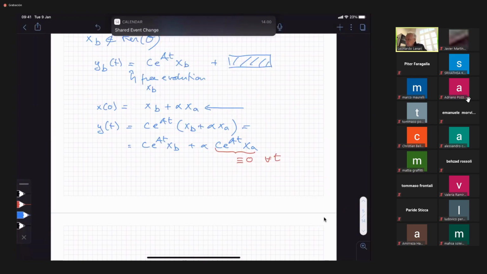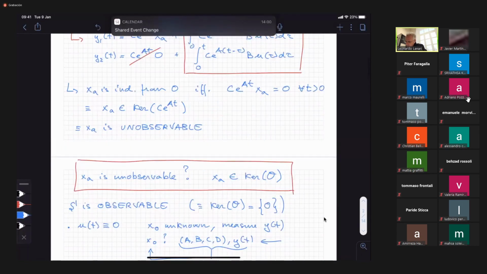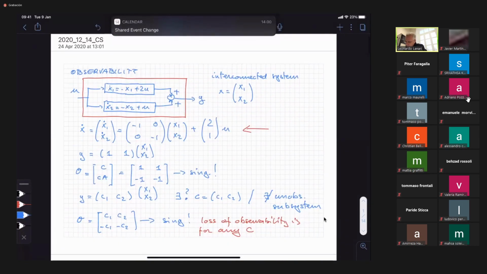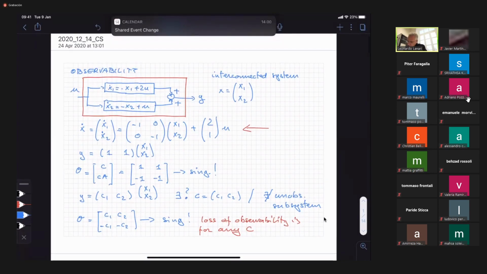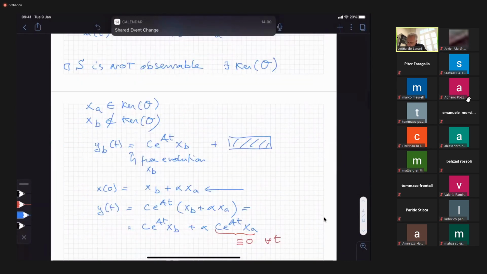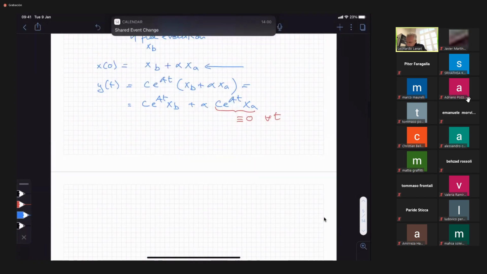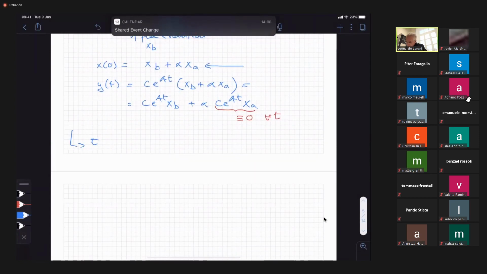Let's make this even more clear through the previous example. So these are the matrices. If we go back to the example, the observability matrix: C was 1, 1 in the first case, and CA was -1, -1. So the kernel of this matrix, the null space, is generated by the vector 1, -1.